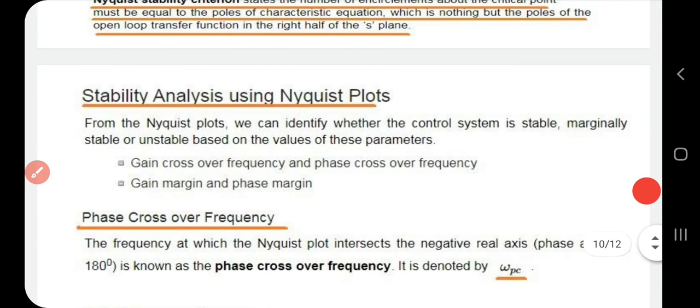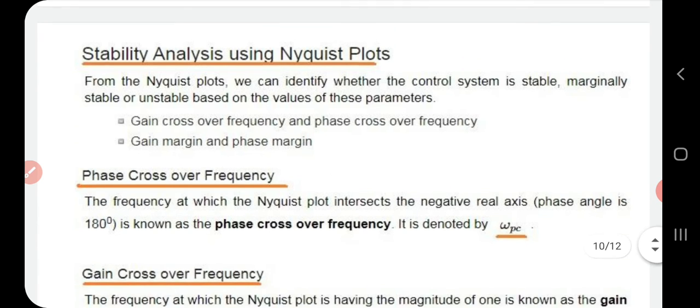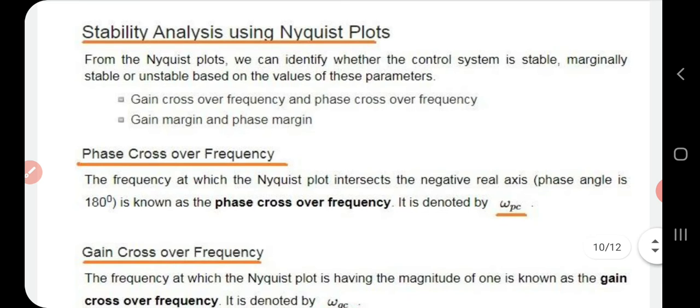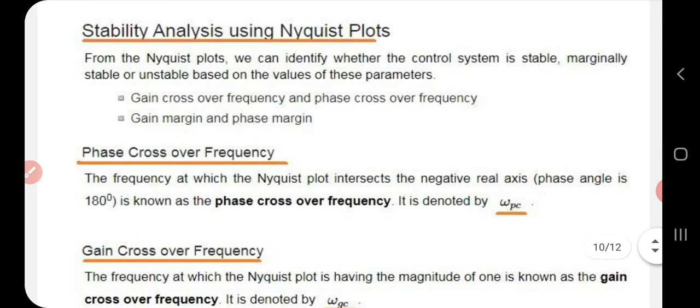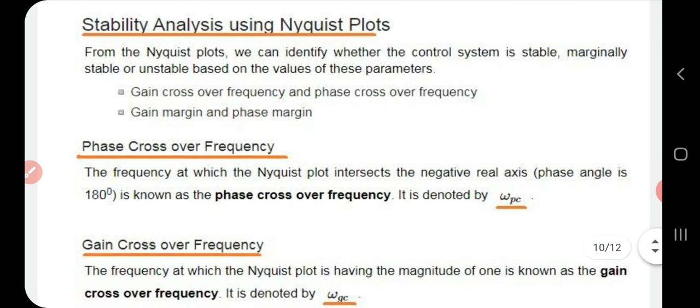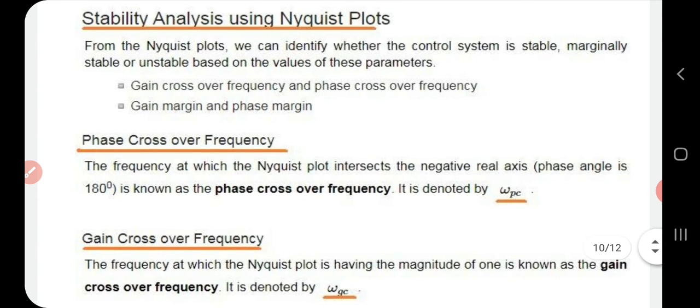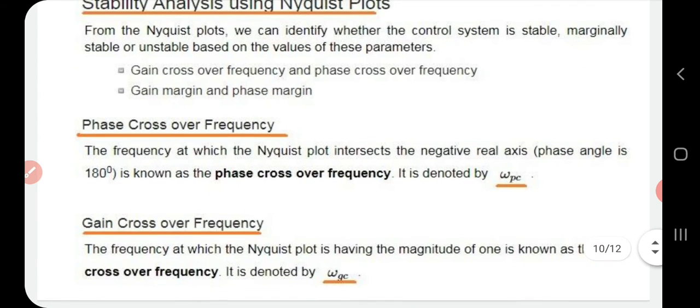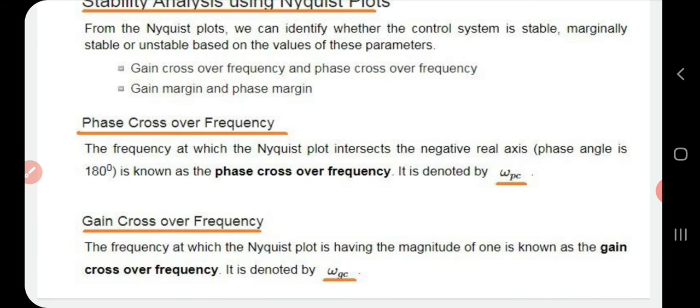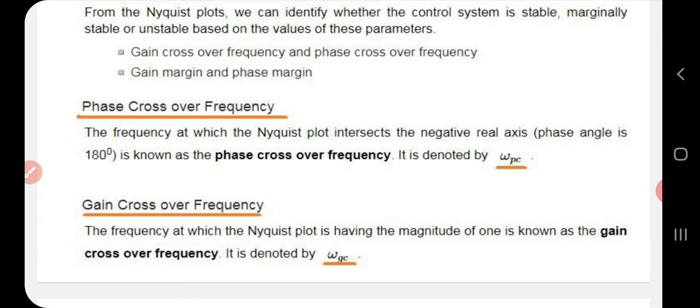Now again we are analyzing the stability of a control system using the Nyquist plot in more detail. As already mentioned, from the Nyquist plot we can decide whether a control system is stable or marginally stable or unstable based on the value of certain parameters. One such parameter is phase crossover frequency. What is it? The frequency at which the Nyquist plot intersects the negative real axis. It is denoted by omega pc.